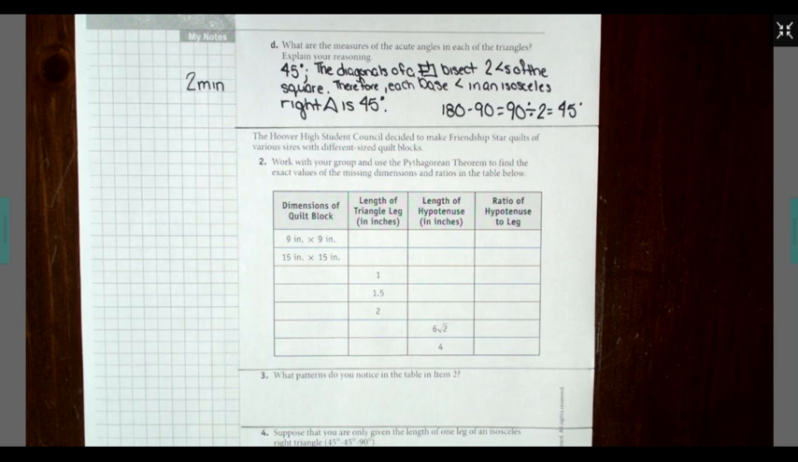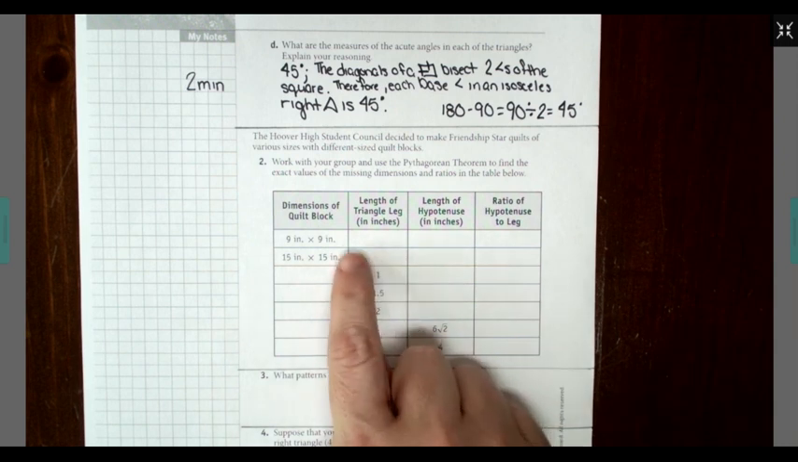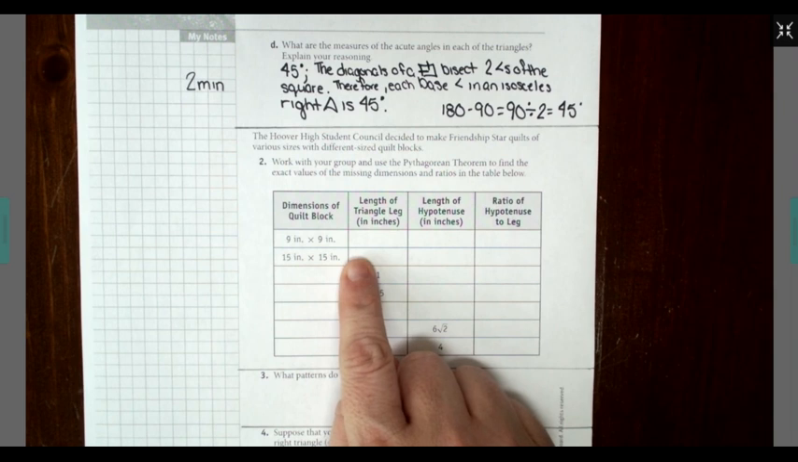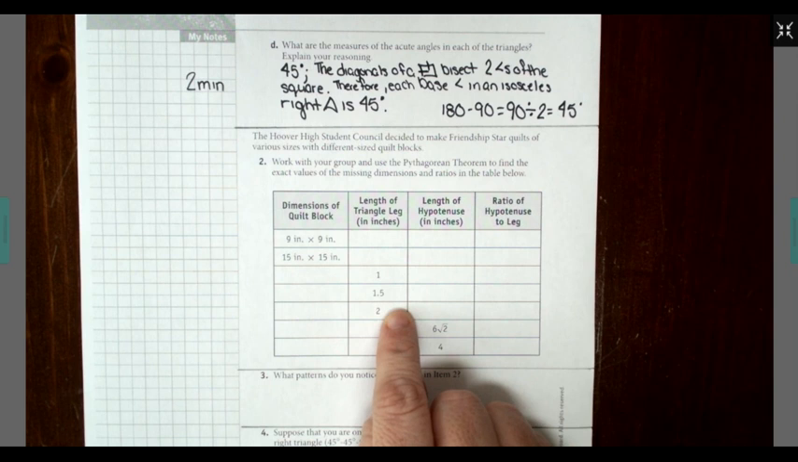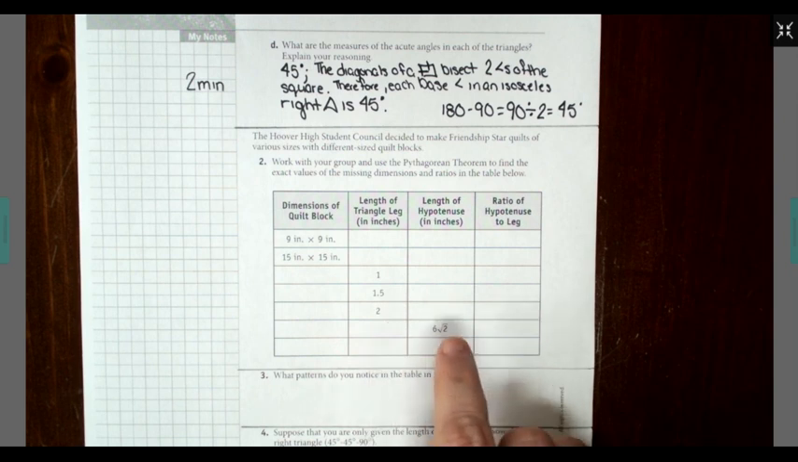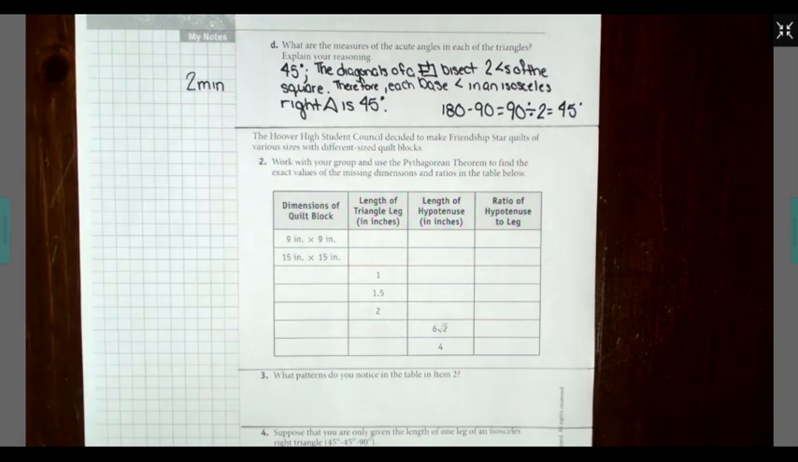It has a couple of different sizes. We start off with the first two. It has a 9-inch by 9-inch quilt block and a 15-inch by 15-inch quilt block. Here it says the length of one triangle leg is 1. We have a 1.5 and we have a 2. Then it gives us our hypotenuse, which is 6 square root of 2 and 4.